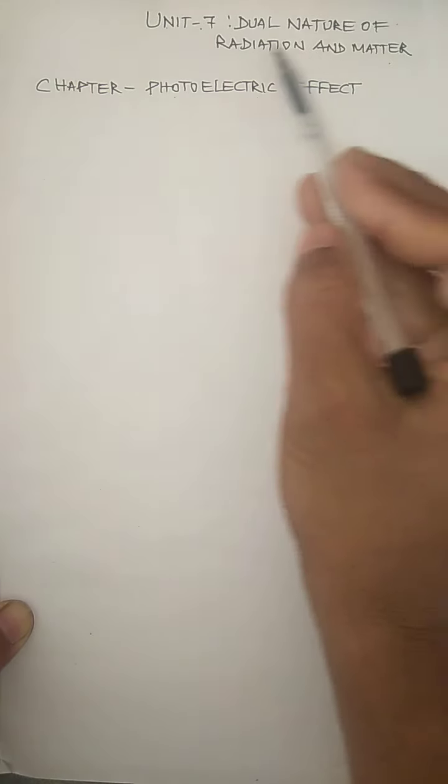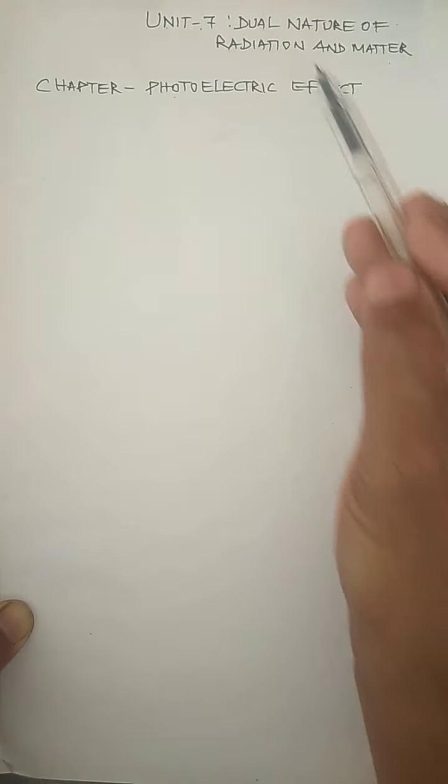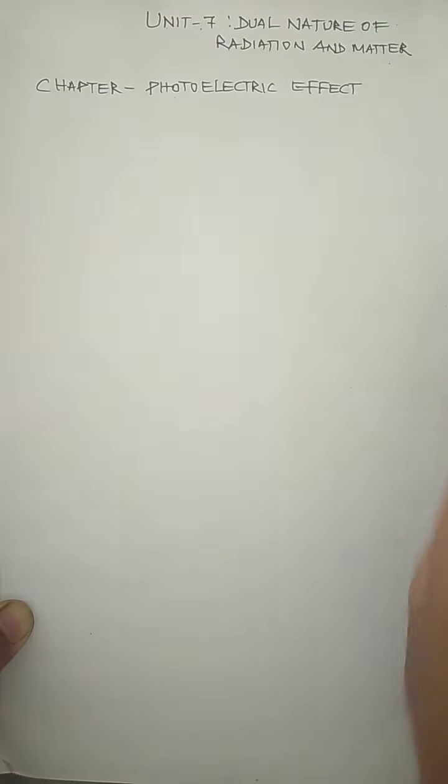But this is the phenomenon that can also tell you about the nature of light. The light means the radiation. The unit that we are going to deal with in today's class is dual nature of radiation and matter. Radiation means basically the light, and matter means the particle. Radiation has dual nature, meaning 2 natures. At the same time, matter also has 2 natures.